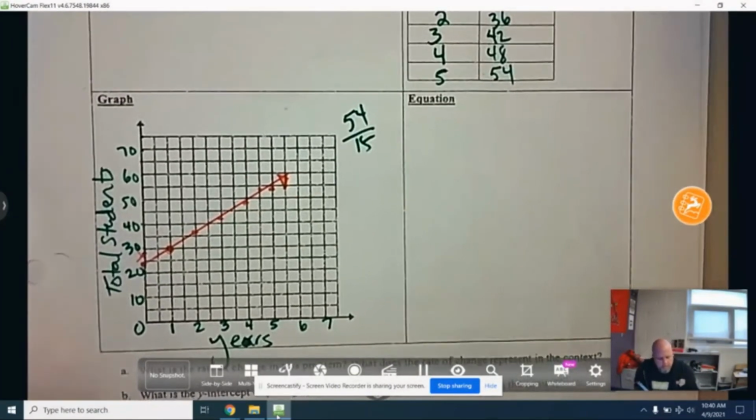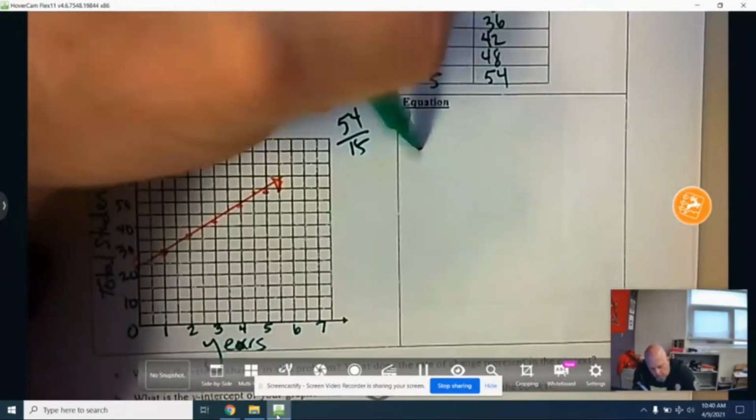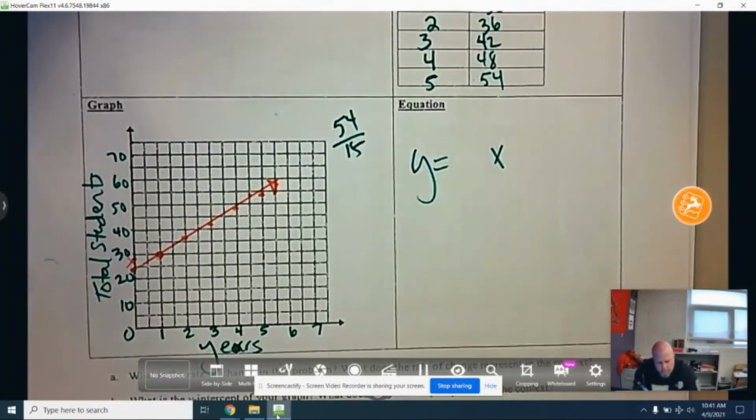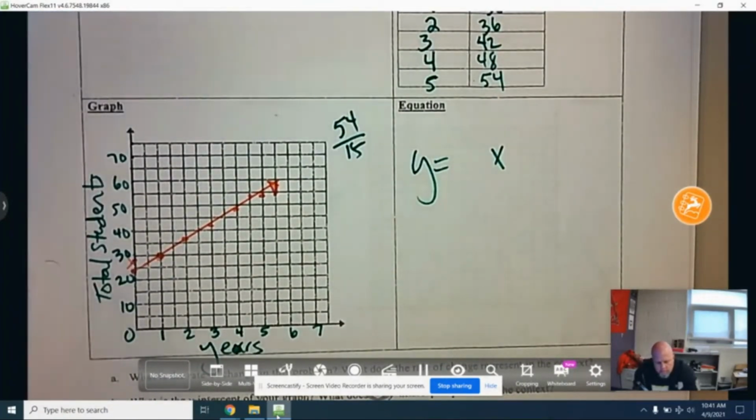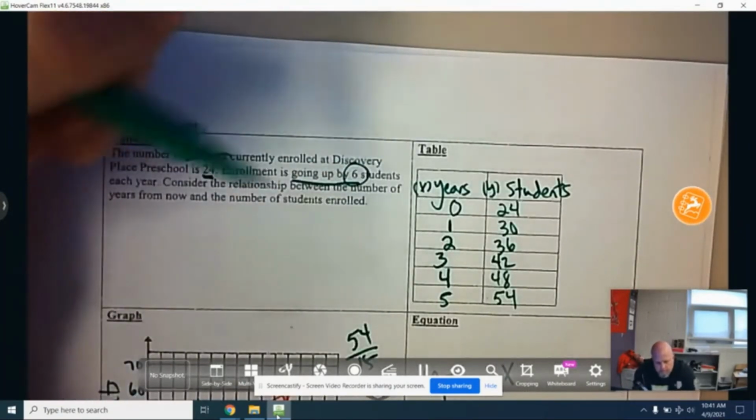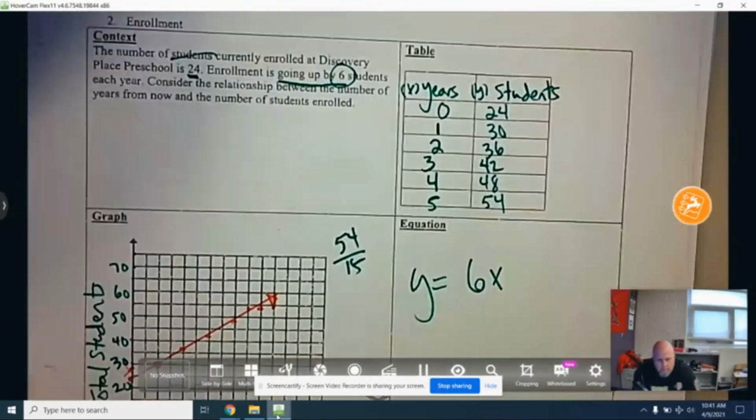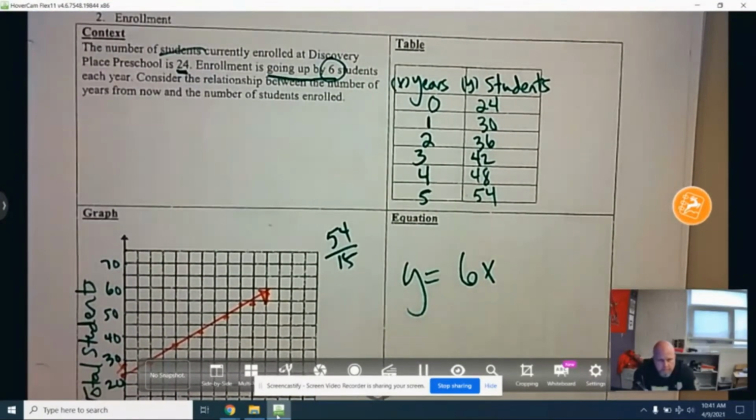Now I need to come up with an equation for that. And so I start off with y equals, always put your x in there. Now remember, our rate of change is how much it's going up or how much it's going down. And we know that the rate of change is 6 students every year. So that 6 is going to be multiplied by the x. Okay, it's a positive 6.